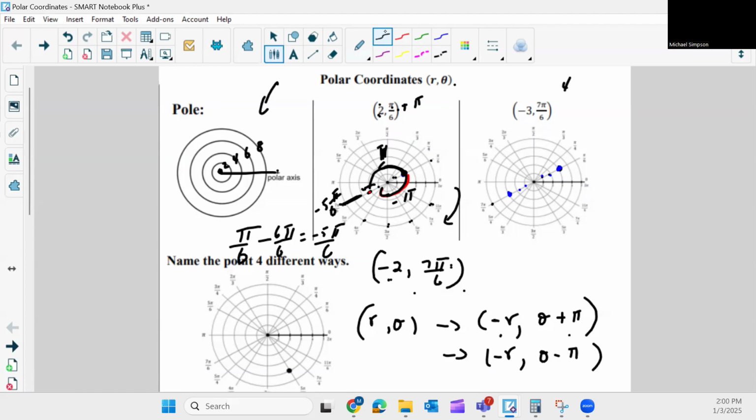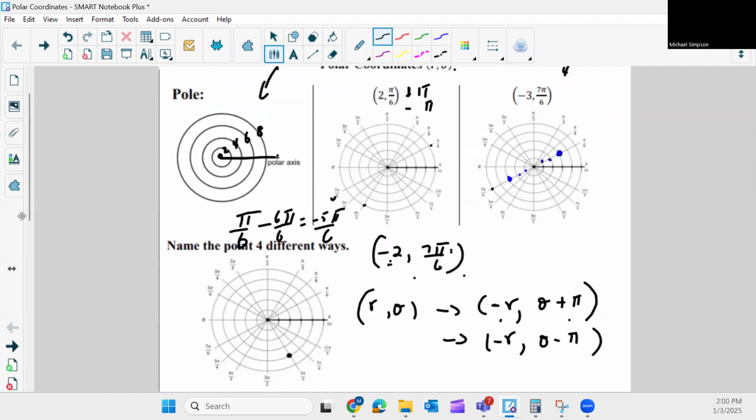Good? Okay, all right. So now I'm showing you 2 ways of representing the angle. Another way you can do this is you can flip the R value, make it negative 2, and you can add pi, right? Or instead of adding pi, you can minus pi, and that will give you the same point. Okay. Another way you can write this point now is this. Let's go back and look at this. The original point was 2, pi over 6.